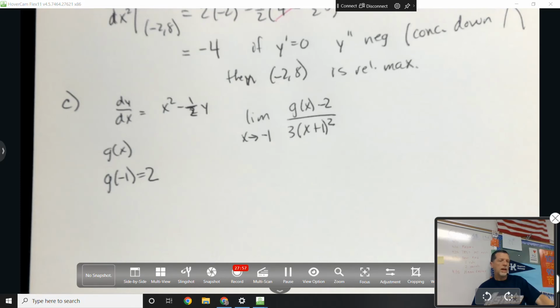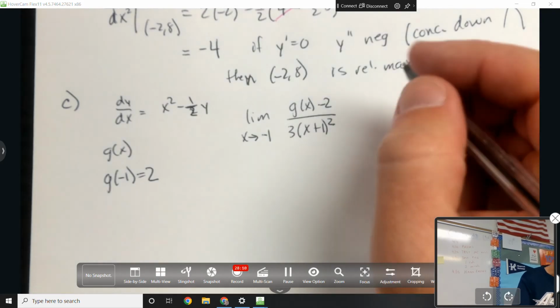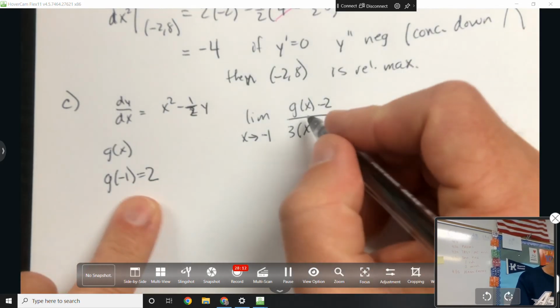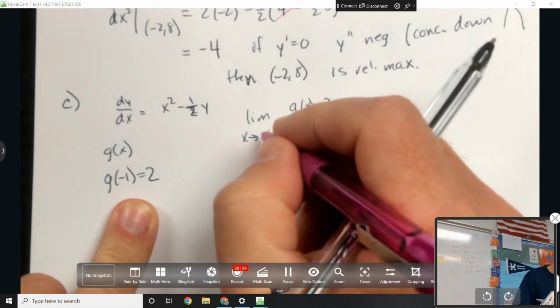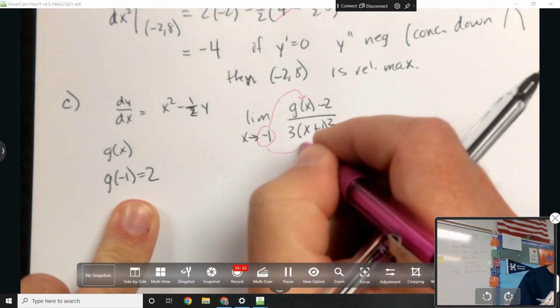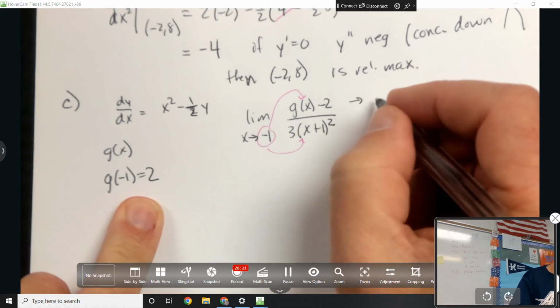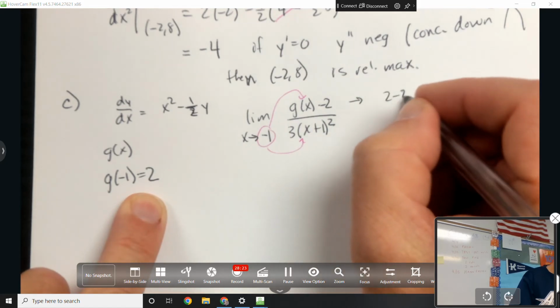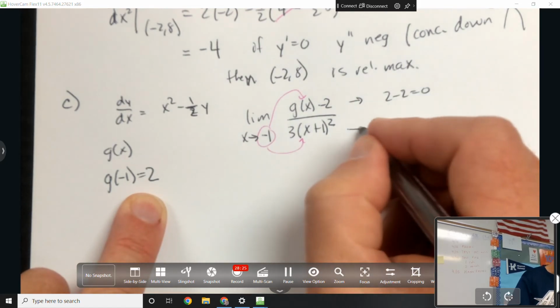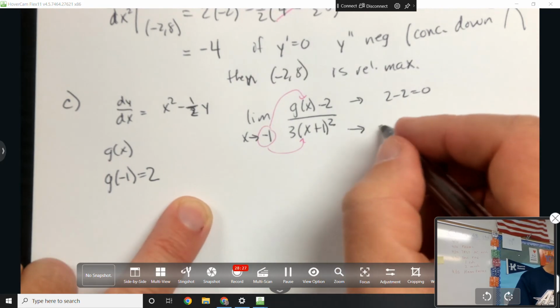A limit on a free response question, L'Hopital is almost certainly going to be involved here. Let's see. If I try just good old-fashioned substitution first, the top would go to 0 because you'd have 2 minus 2 equals 0, and the bottom would go to 0.